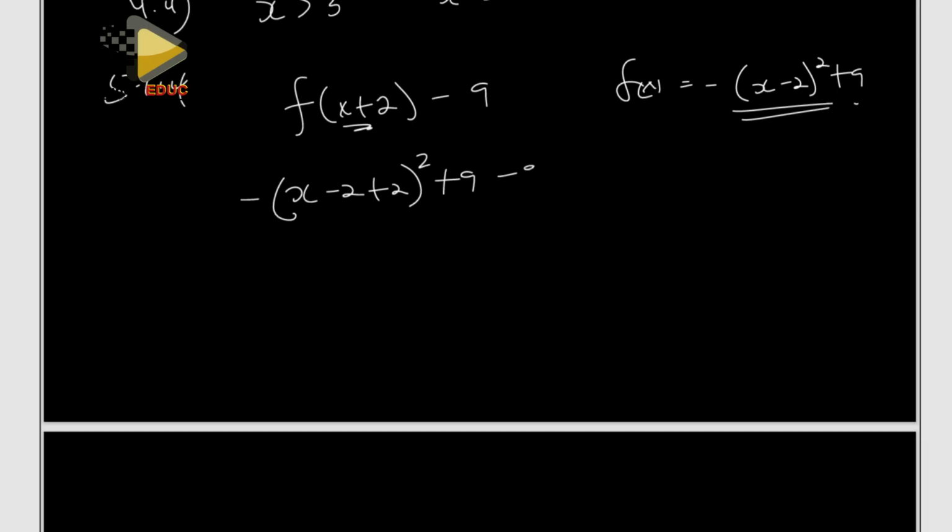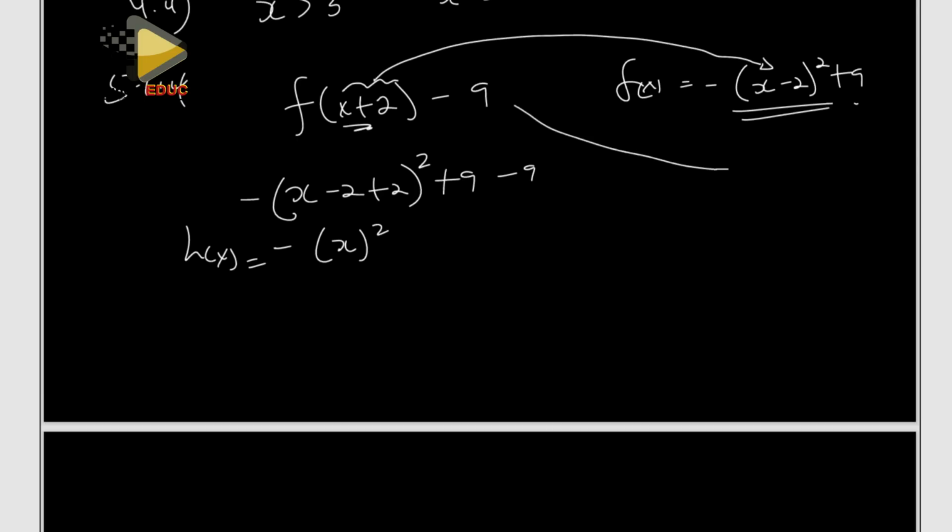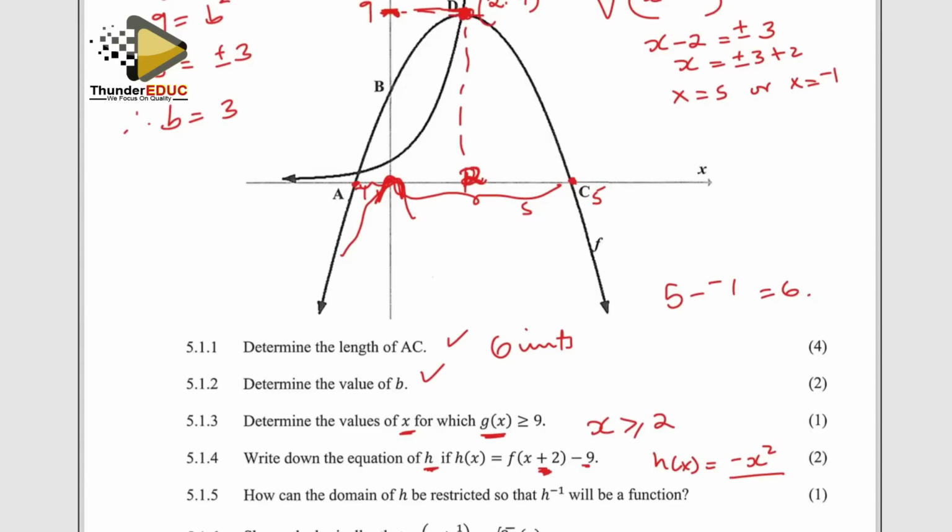And then I subtract the 9. So negative x squared, this cancels that. So this is going to be the h of x. That will be an alternative. I mean, just get this x plus 2. First replace it there. And then this minus 9, you add that side, or you subtract it that side.